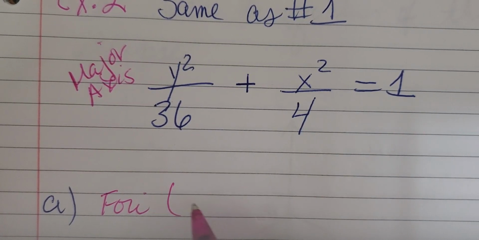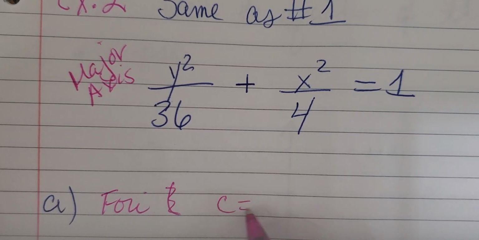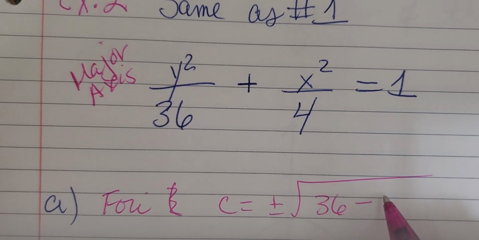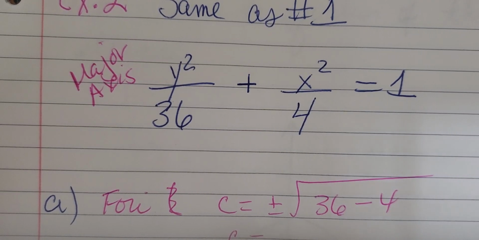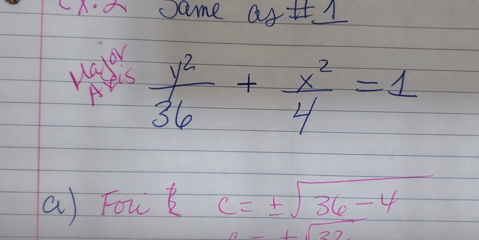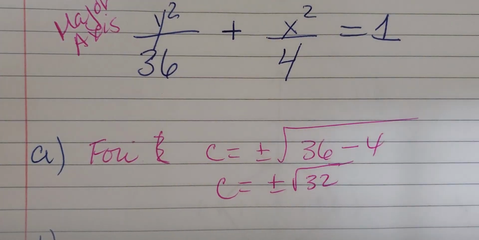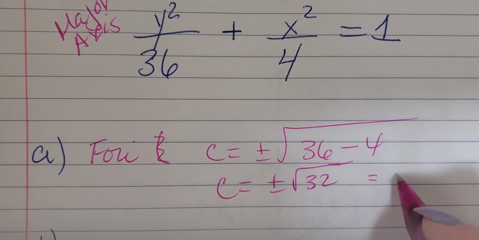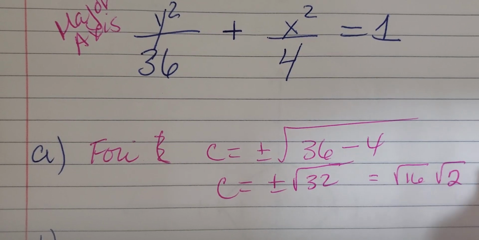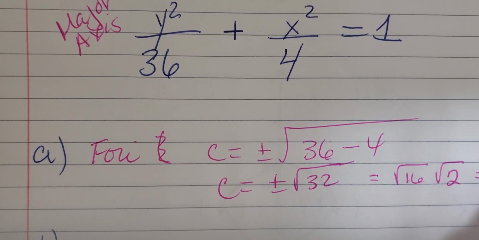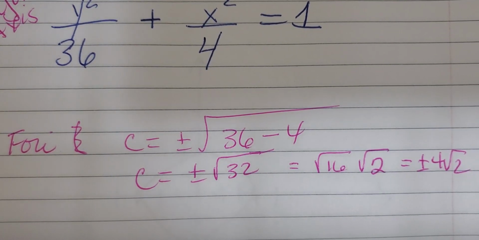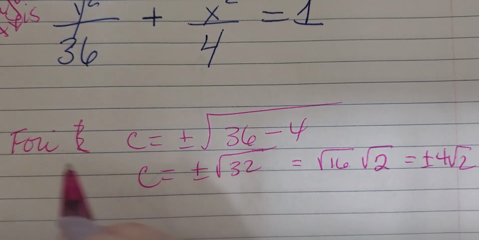And that's going to be C equals plus or minus the square root of 36 minus 4. C is going to equal plus or minus the square root of 32, which we'll convert in a second. Now, a lot of teachers want you guys to do this, which I would appreciate. If we're simplifying, it's 4 square root of 2. But we're not, and then we got to figure out how to plot that. So how do you write the foci?